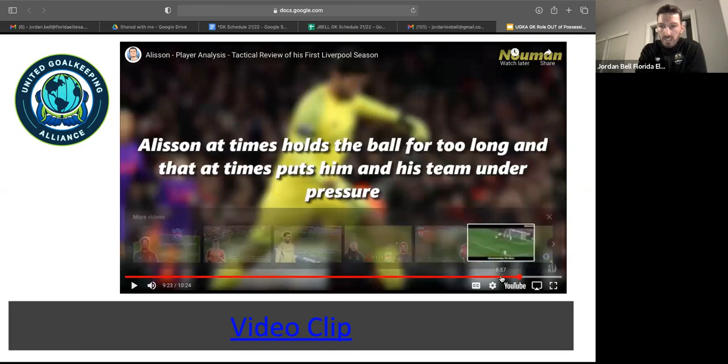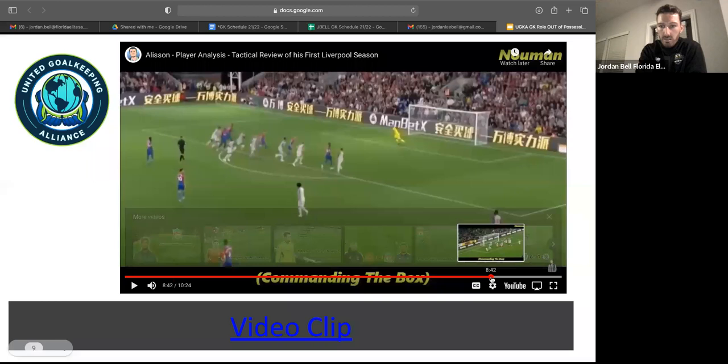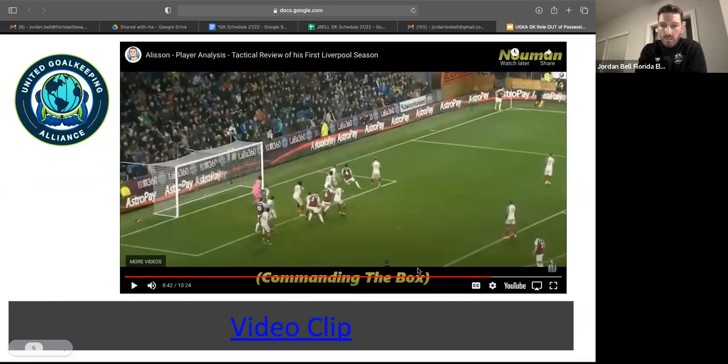So we're going to watch this again, and I'm just going to pick certain points, and then we're going to talk about it. You can also write that down, commanding the box, obviously defending the area, commanding the box, out of possession.